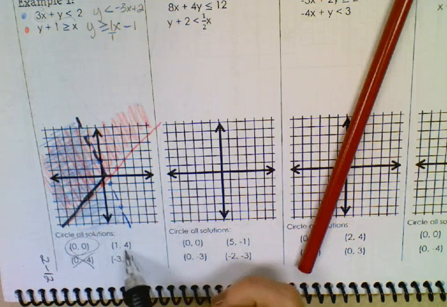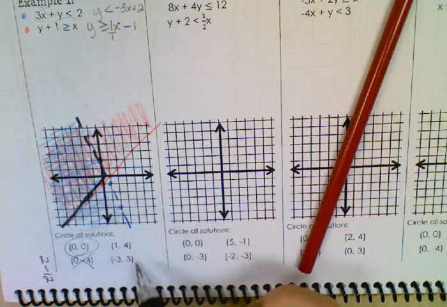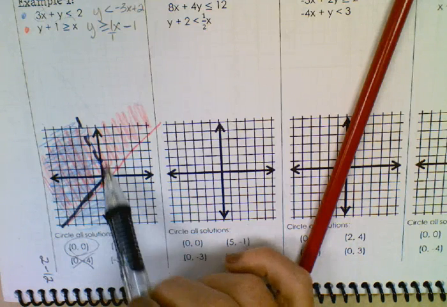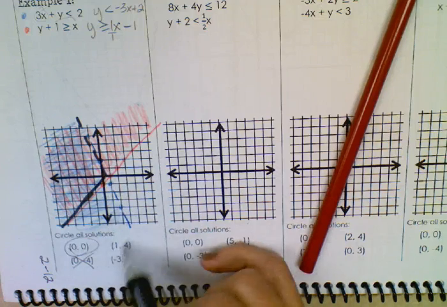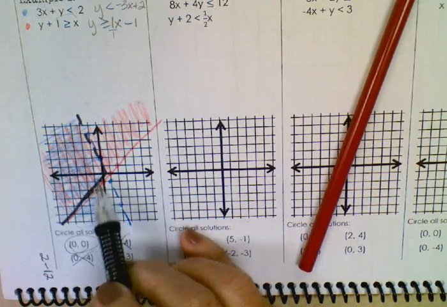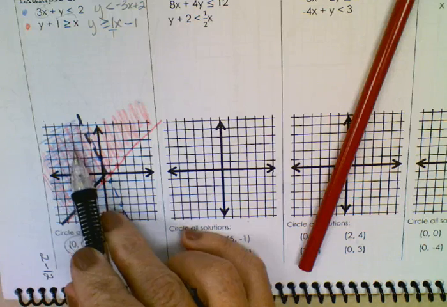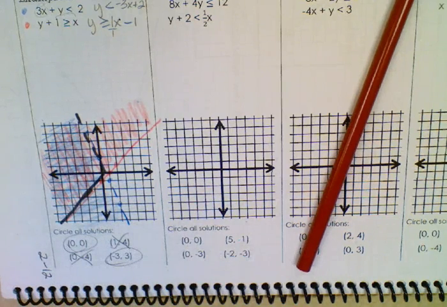I'm just checking to see that these points are in my doubly shaded region. So 1, 4 is there, which is in my red, but not in my blue. So that one doesn't work. And negative 3, 3 would be here, which is a solution to the system.